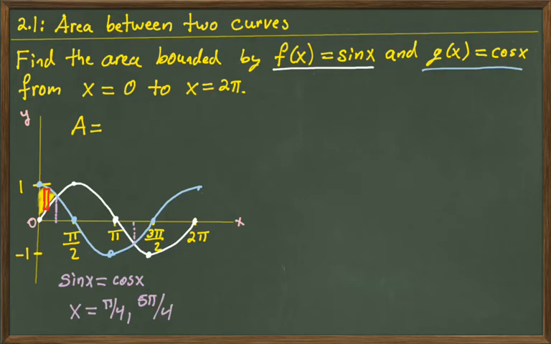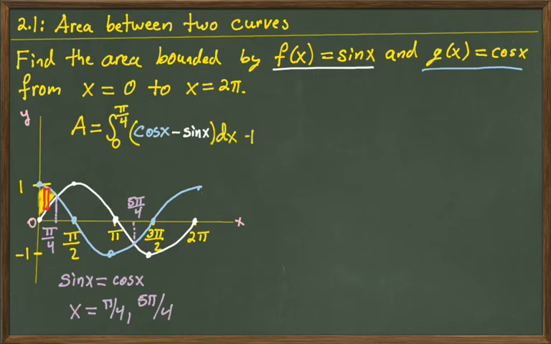So anyways, the first intersection we have there is going to be at pi over 4. Okay, and then the other intersection is going to be 5 pi over 4. So that sets us up with our limits of integration. For the first one, it's going to be the integral from 0 to pi over 4, upper function is cosine and the lower function is the sine, integrating with respect to x.